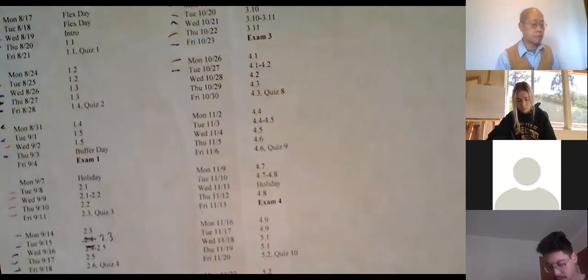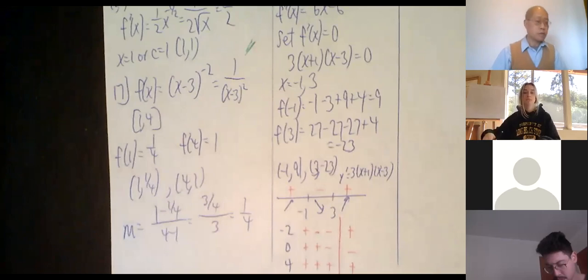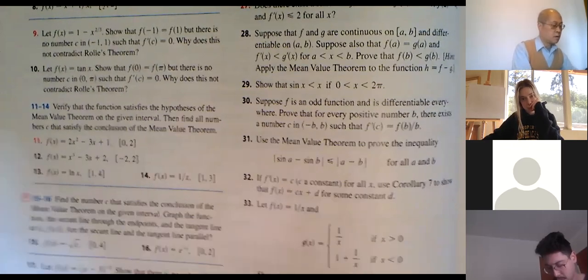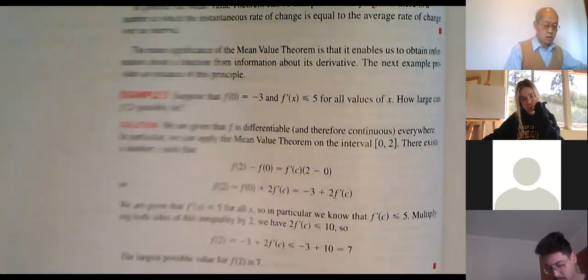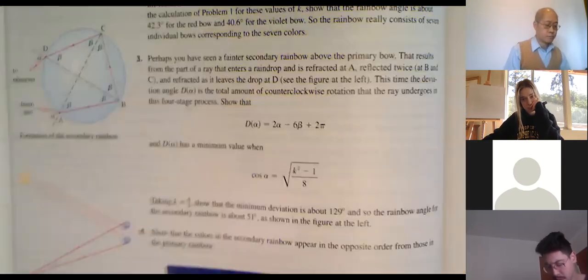Let me go back and finish up something from 4.2 and get that out of the way. So 4.2 was the mean value theorem, and I was almost done. I was going to show you number 17. So a quick reminder of where we were for the mean value theorem. Just to give you the highlights again.